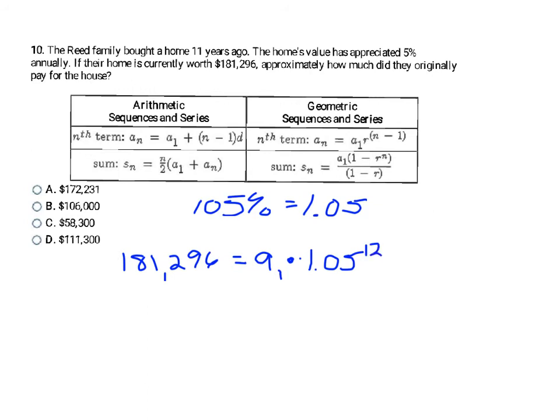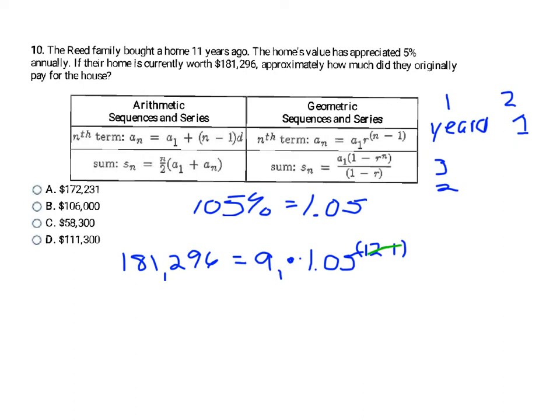And the reason for that is the first term is actually what it was when they first bought it, before any time passed. So the first term is actually year 0. And then the second term is year 1. And then the third term is year 2. So that's why you have to go one higher. So it's going to be 12 minus 1 for your exponent.